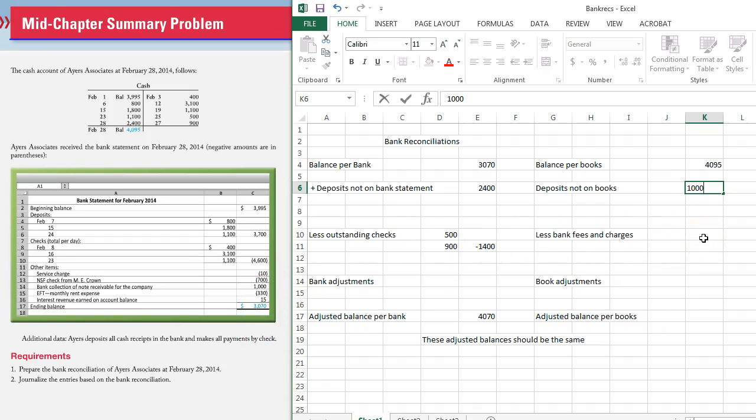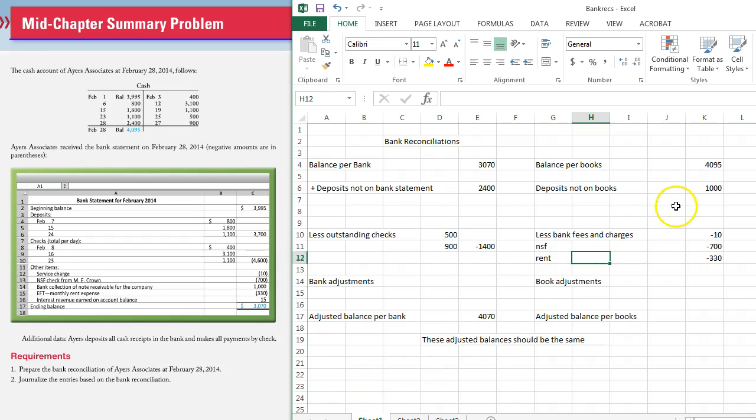Bank fees and charges. Wow, this bank is going crazy. So they've got minus $10 for a service charge. We've got NSF check. That's a bad one. $700. I'm just going to put NSF so I remember here. And we have $330. Looks like an EFT, electronic funds transfer. And that's like a monthly recurring payment, I guess. And that was for rent.